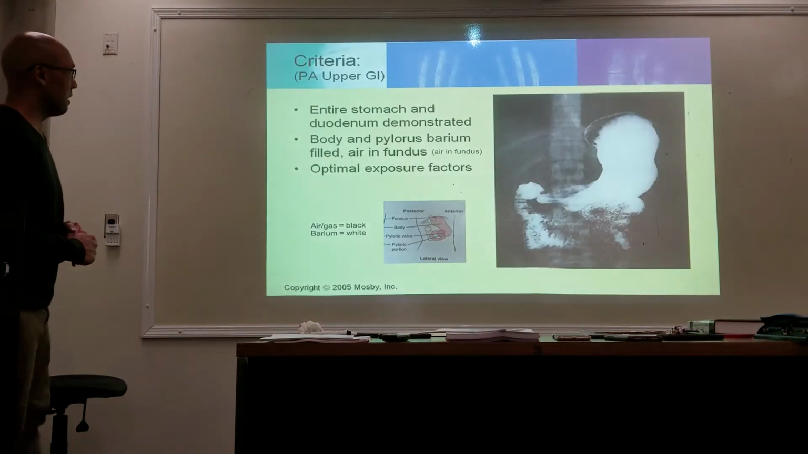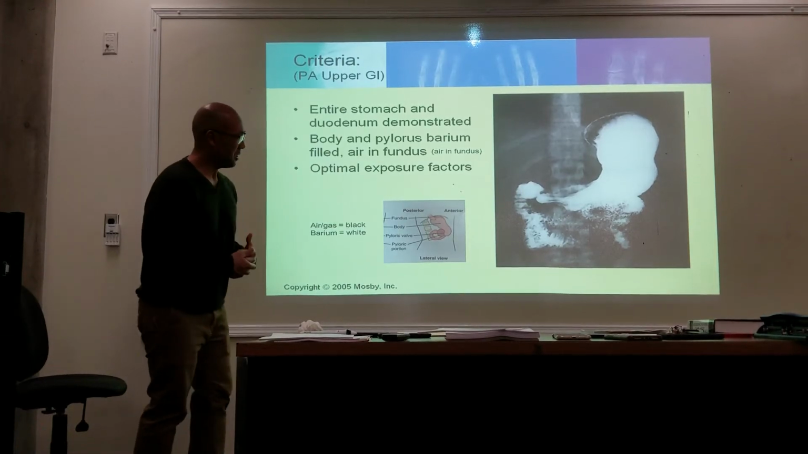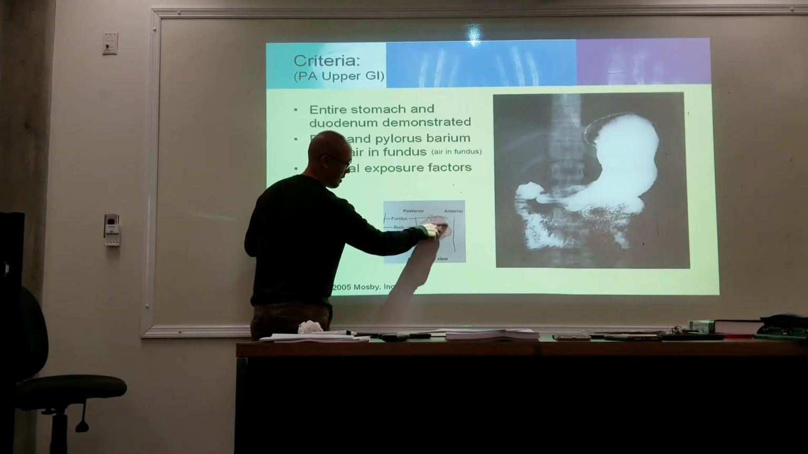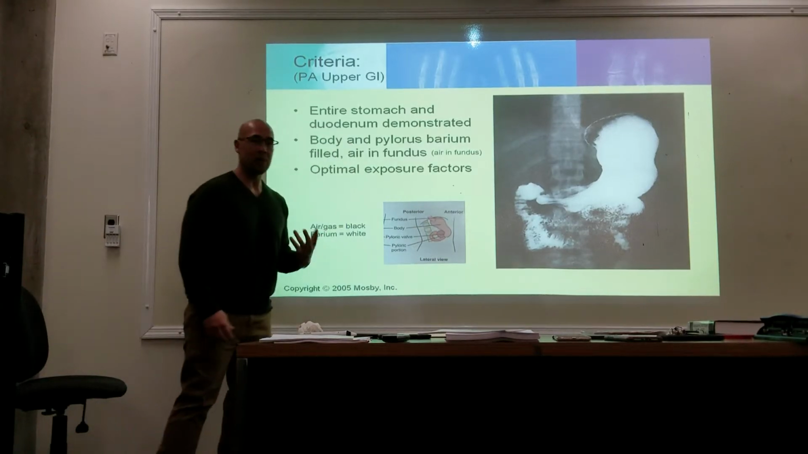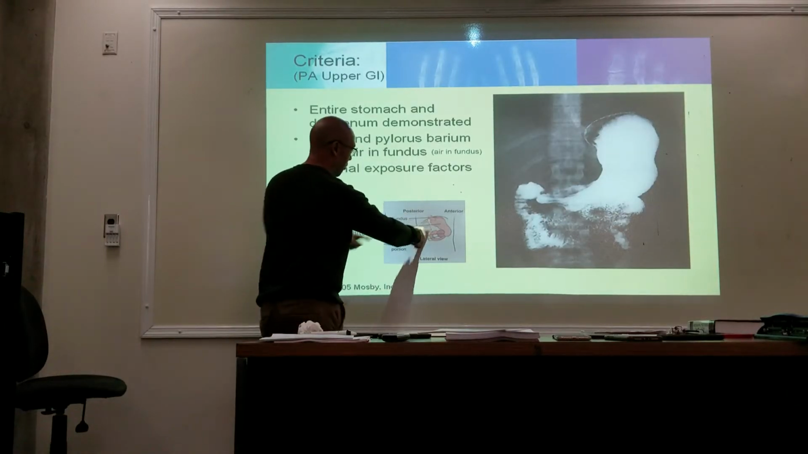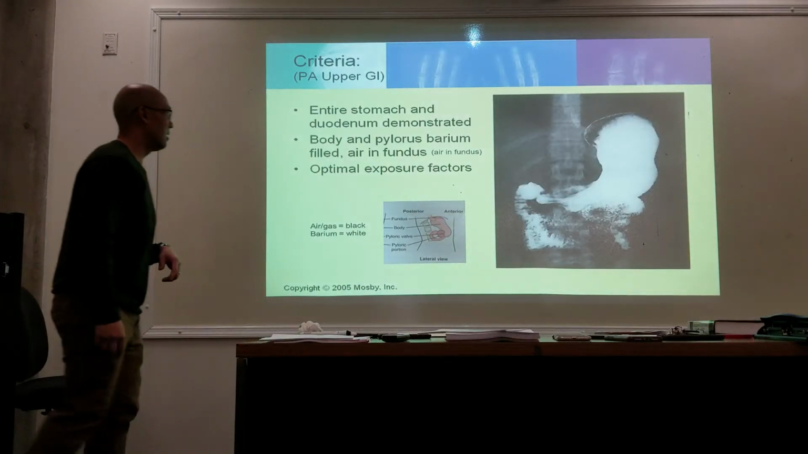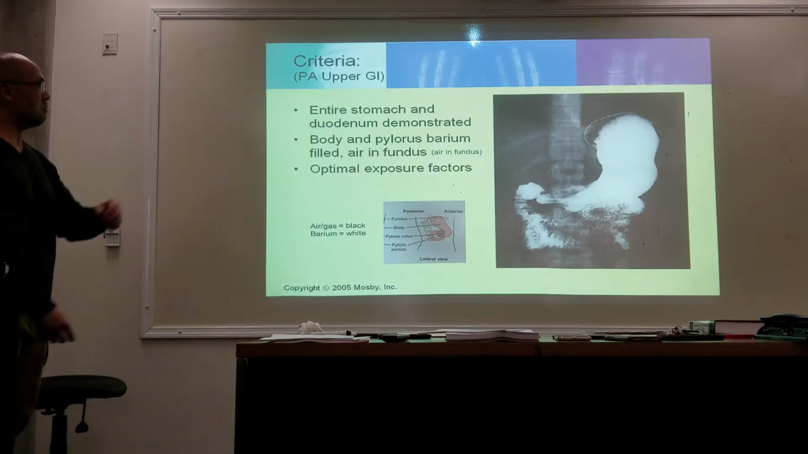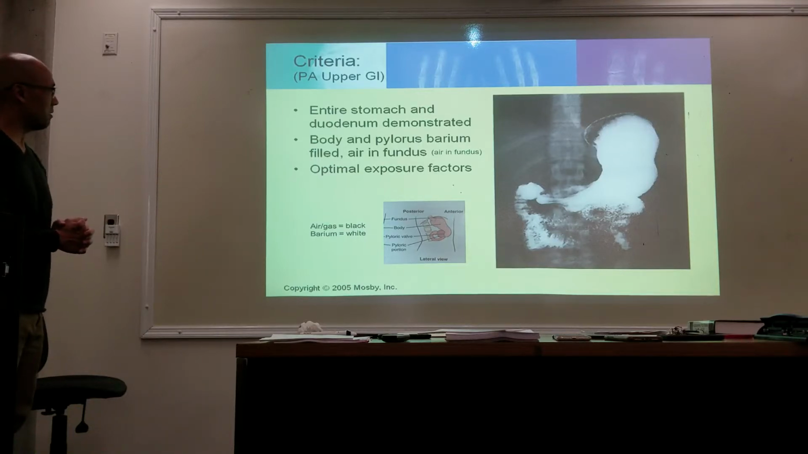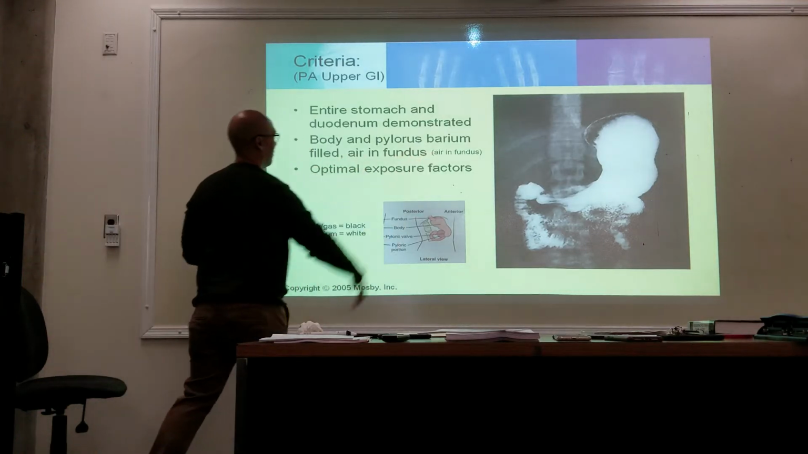Okay, so the entire stomach should be demonstrated. Now they're on their belly. Contrast is going to go to the lowest point. So if they're face down, contrast is going to end up at the body and the pylorus, right? And air is going to rise towards the most posterior part, which is the fundus. Okay, so body and the pylorus has the barium, and air is in the fundus. Oh, it's already up there, and I did it twice. I didn't see that. Okay.